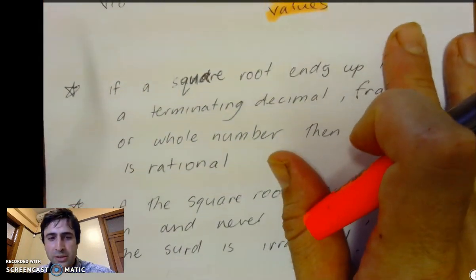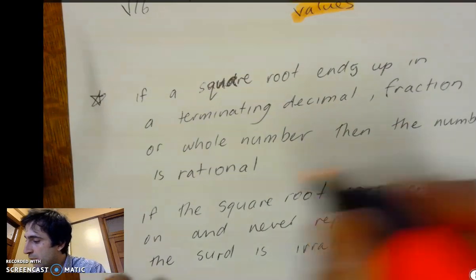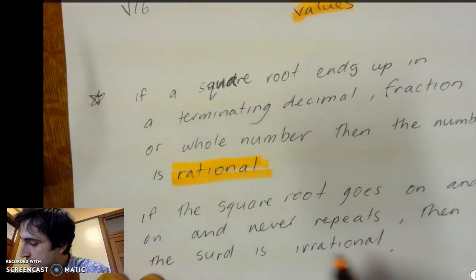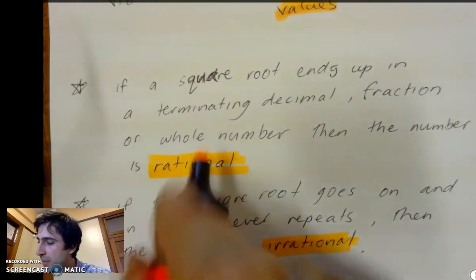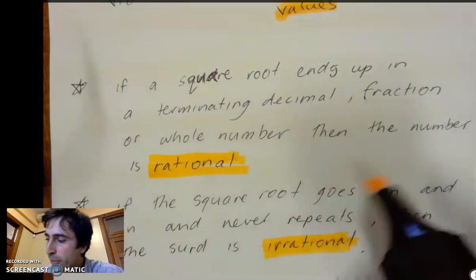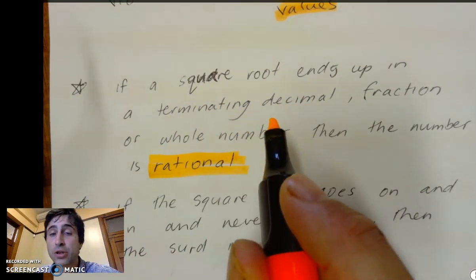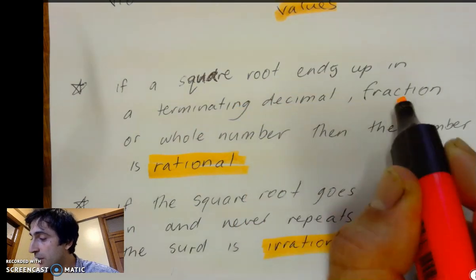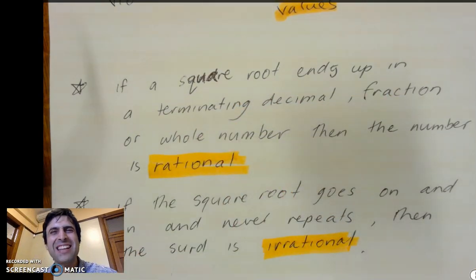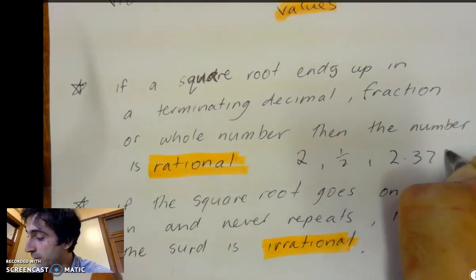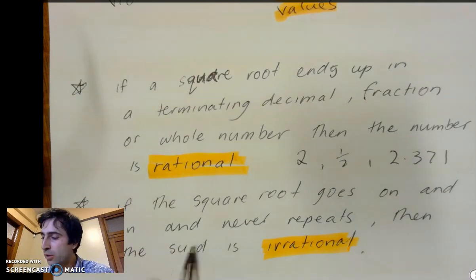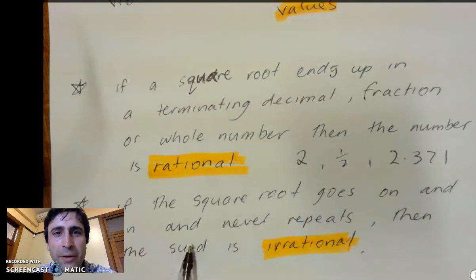But so enters another couple of scary words, and that's rational and irrational numbers. Now, I touched on before, pardon my writing here, if a square root ends up as a terminating decimal, a fraction, or a whole number, in other words, if we get a neat-ish number that ends, the answer can be 2 or 1/2 or 2.371. But so long as it ends, we call this a rational number because we can get our head around it.